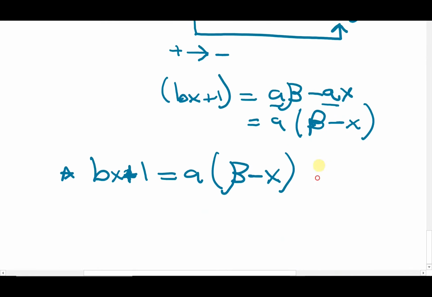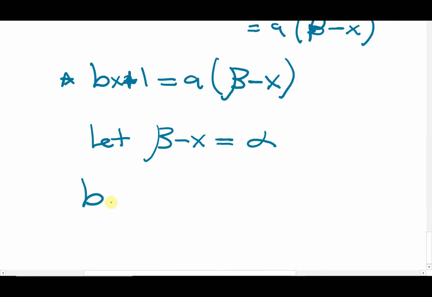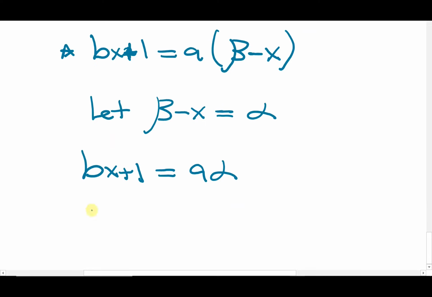Okay, so although it is a function of x, we can represent this as just one variable. So we could just let a new variable alpha equal beta minus x. So therefore we have bx plus 1 equals A alpha, and therefore we have Bx equals A alpha minus 1.